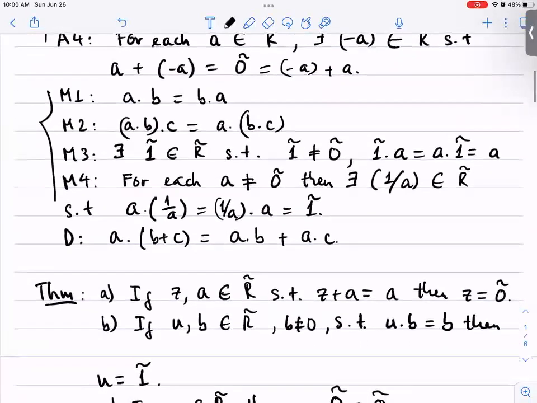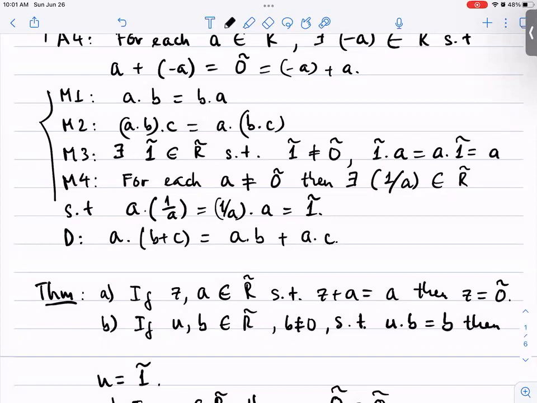Then we're gonna have a group of axioms about multiplication. The first statement here says that A multiplies with B is equal to B multiplies with A. So again, this is just commutative. The second statement is also about the associative property. A multiplied with B multiplied with C in that order equal to A multiplied with the product of B and C.